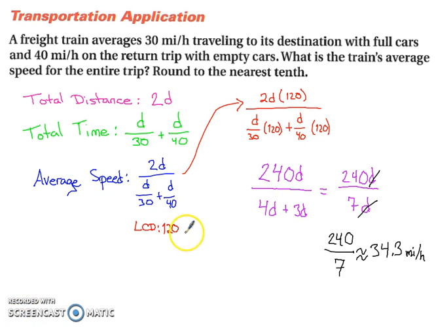So we multiply by our least common denominator, or LCD here, and when we do so, we end up with 240d over 4d plus 3d, and we continue to simplify, leaving us with about 34.3 miles per hour. And that ends our video lesson on adding and subtracting rational expressions.